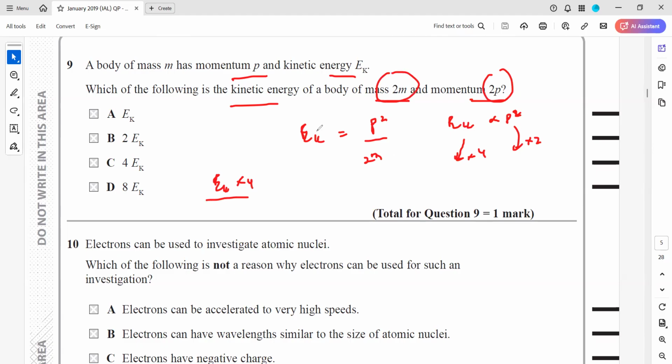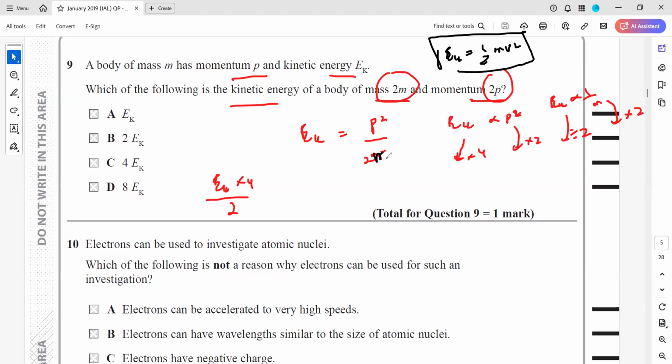And what is the relation with the mass and kinetic energy? It is inverse. According to this relation, if the mass is multiplied by 2, the kinetic energy will decrease by 2. Usually you have studied kinetic energy EK equals half mv squared, but for the formula which involves momentum and mass, you use this relation. No, we don't consider the 2 in the denominator, it is a constant. So what will happen to kinetic energy? It will become twice.